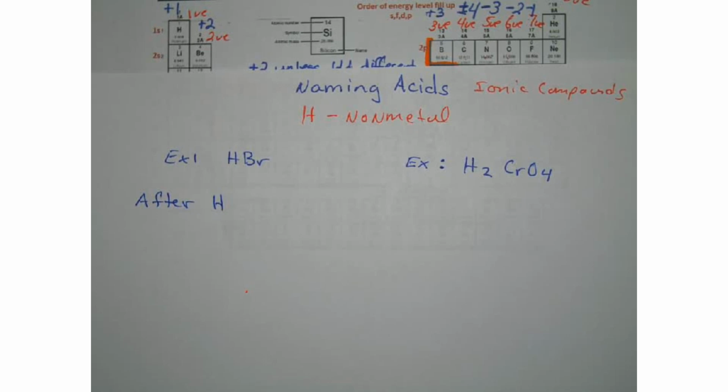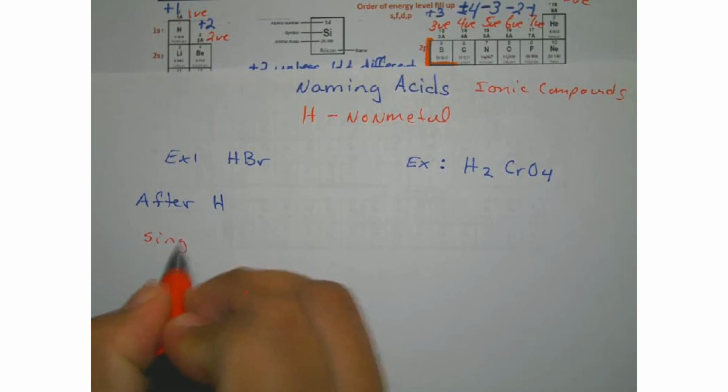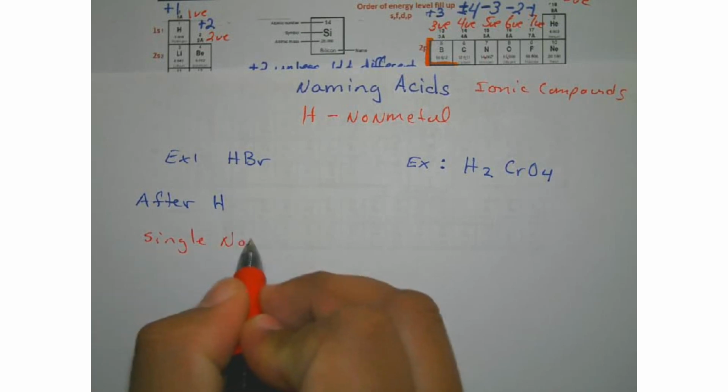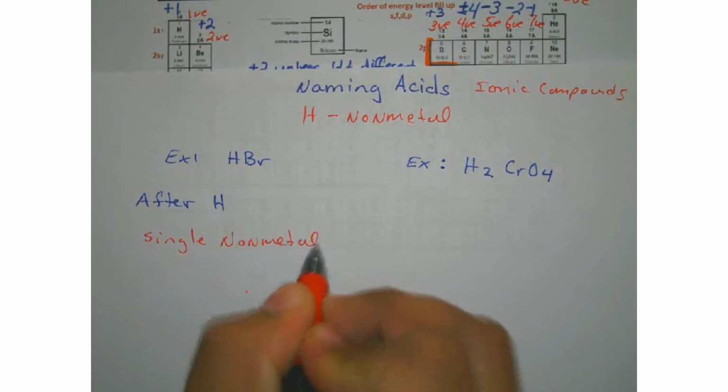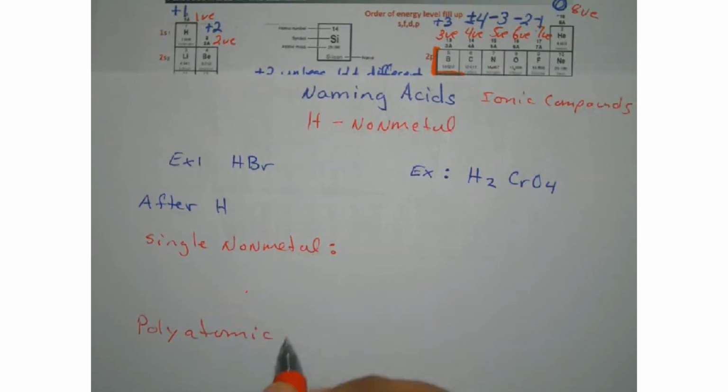What happens after the H? We have two options here. We have a single nonmetal, or we can have a polyatomic.